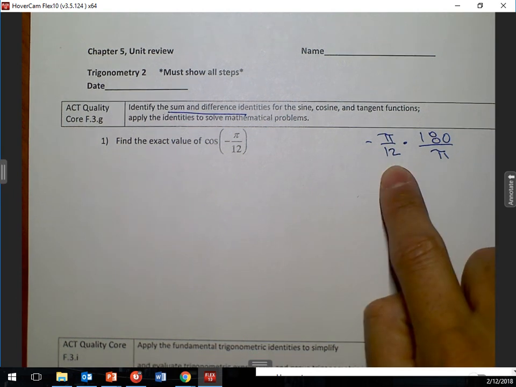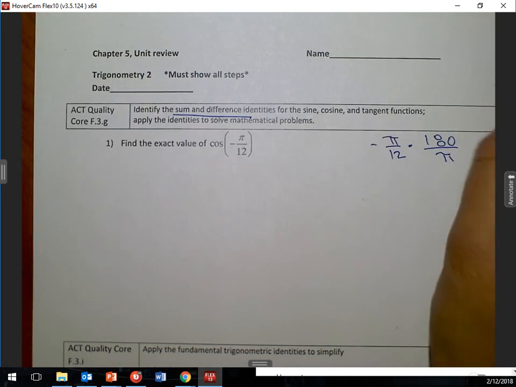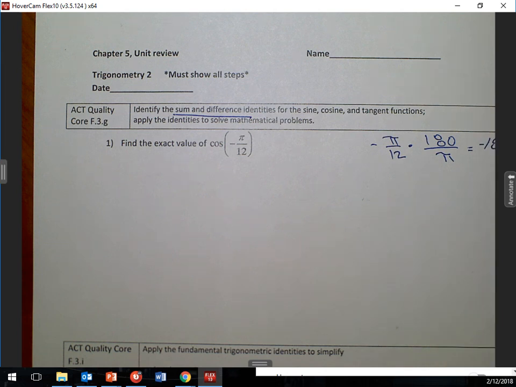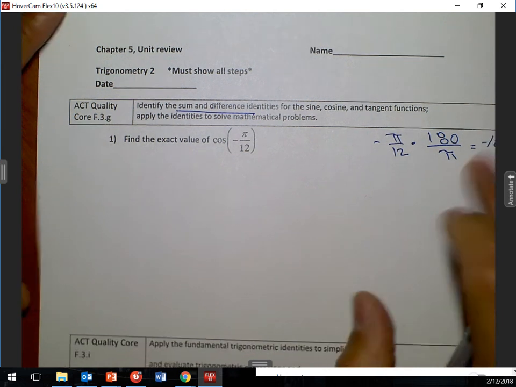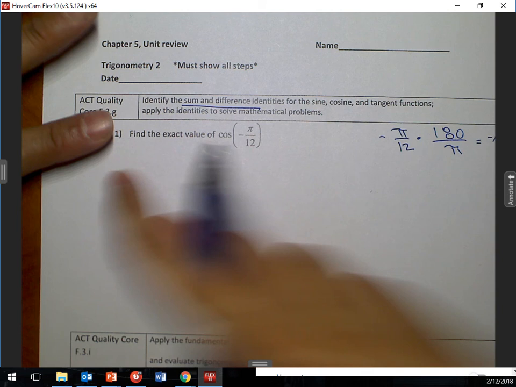Okay, so what do we come up with? Negative 15? Okay, very good. So that equals negative 15 degrees. All right, so negative 15 degrees is going to help me out here.